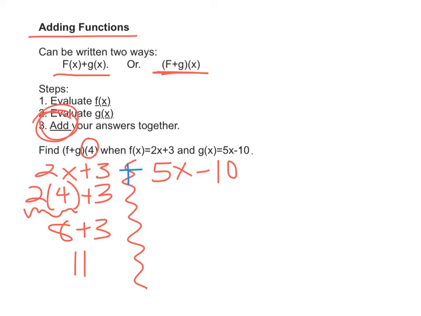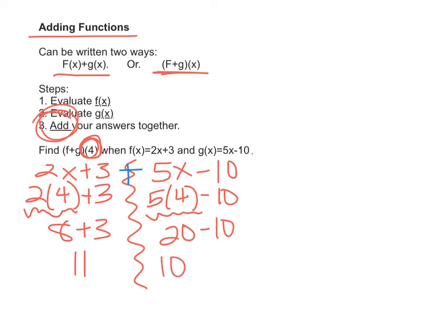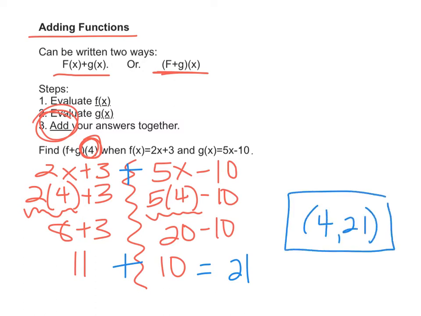Then step 2, we're going to evaluate g of x. We're going to have 5, take out x, again plug in 4, minus 10. PEMDAS says to do 5 times 4 first, so 20. Bring down your minus 10. 20 minus 10 is 10. And then at the very end, you will add your answers. 11 plus 10 is 21. So our answer for this, if I plugged in 4, I would have gotten 21. And that's our answer.